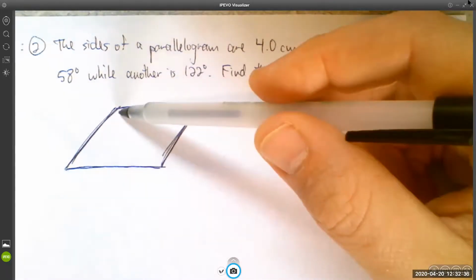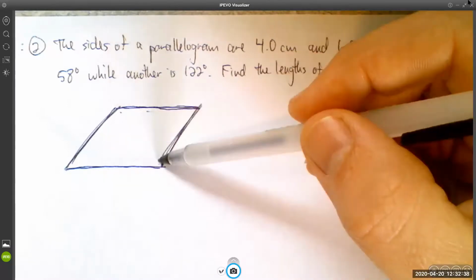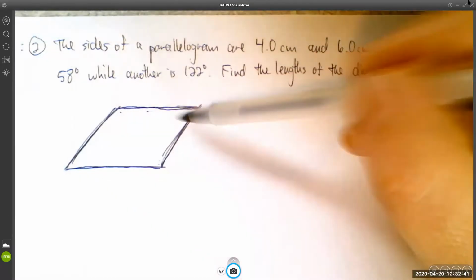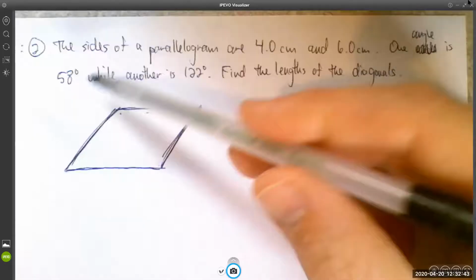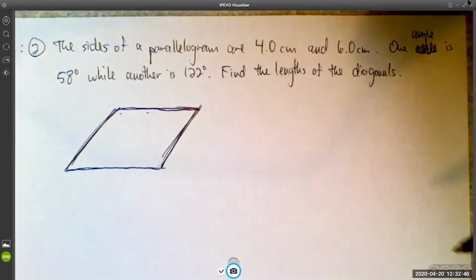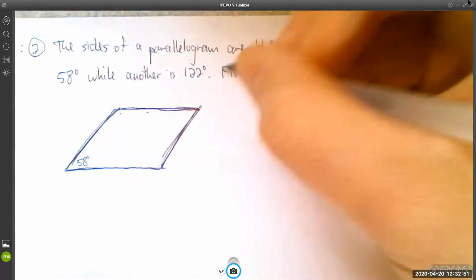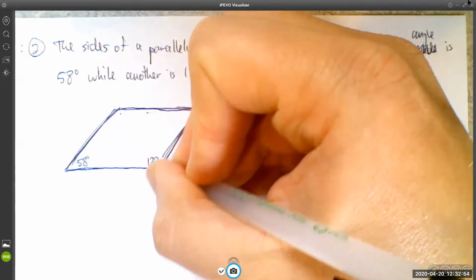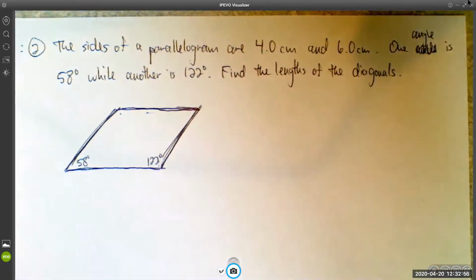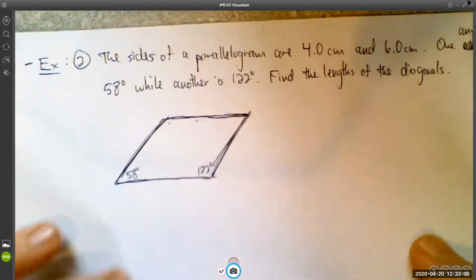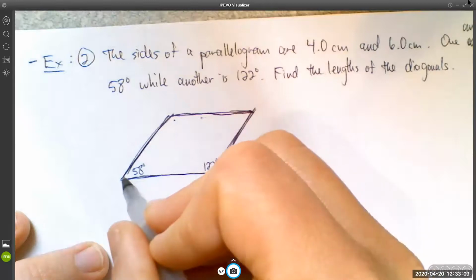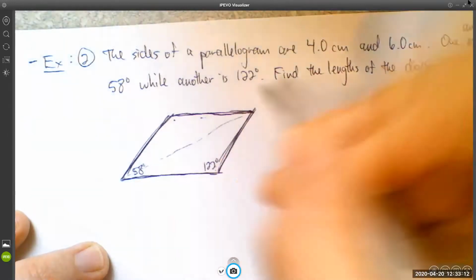So these two angles are the same, and these two angles are the same. And they're telling us that one of them is 58 degrees and the other is 122. So I'm going to assume that this one's my 58 degree angle, and this one's my 122 degree angle. We're also told the sides of the parallelogram are 4 centimeters and 6 centimeters. And then we're being asked to find the diagonals. So what we want to find are the lengths of the diagonals, right? These things here.